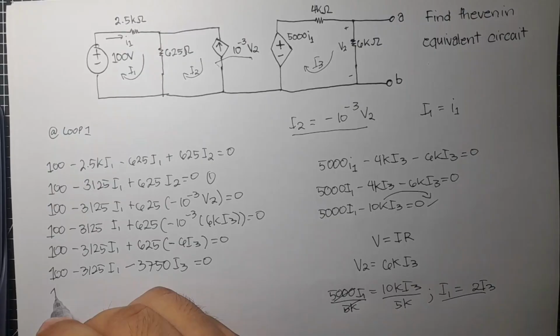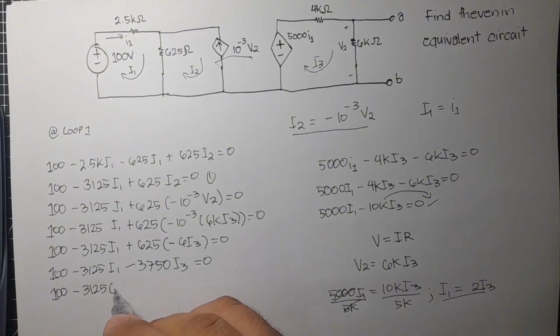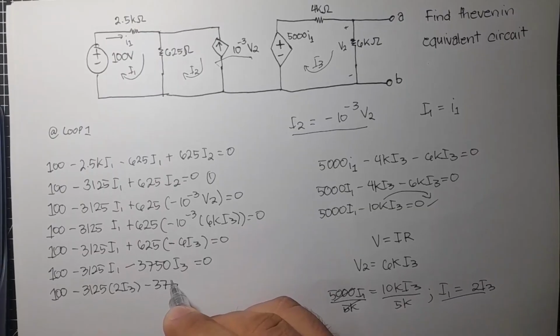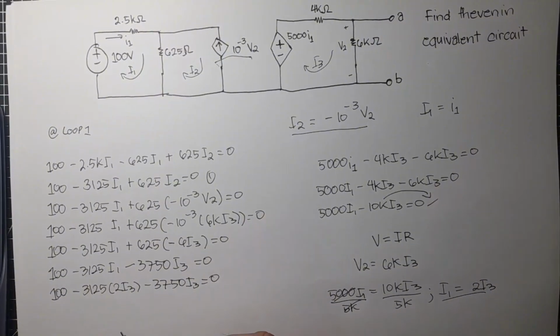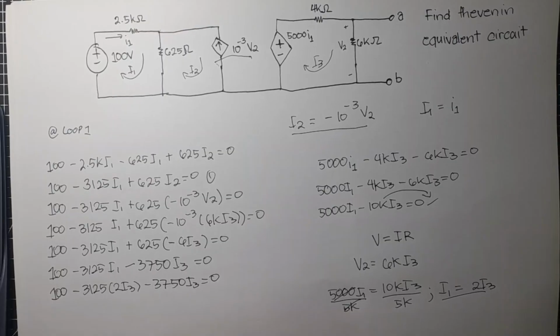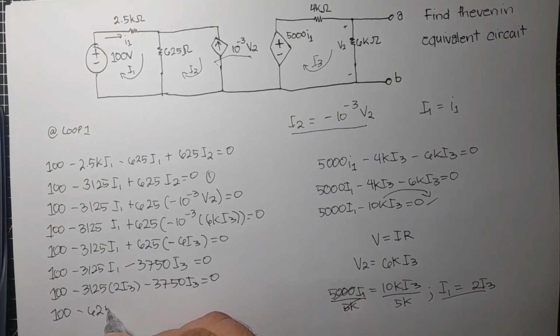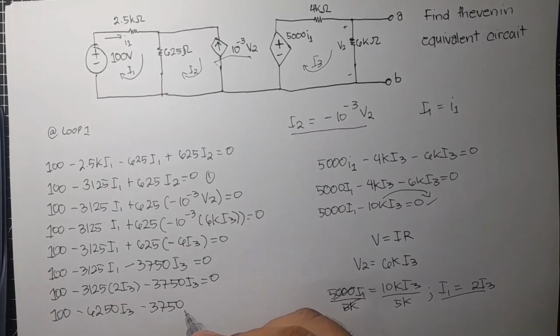So 100 minus 3125 I1, which is 2 I3, minus 3750 I3 is equal to 0. So simplifying, 3125 times 2, 6,250 I3 minus 3,750 I3 equal to 0.